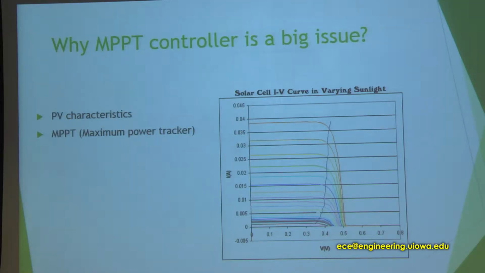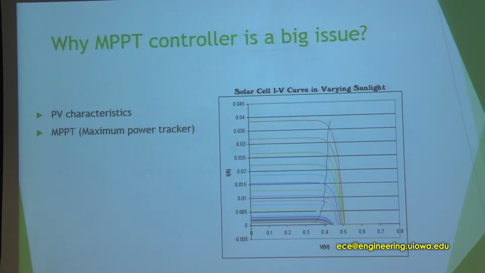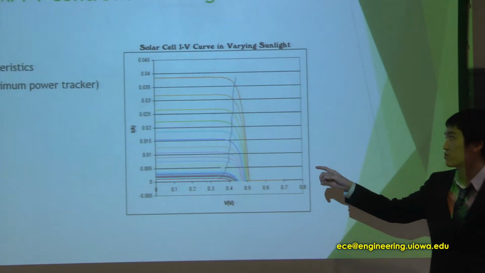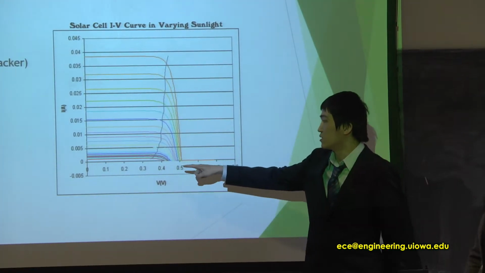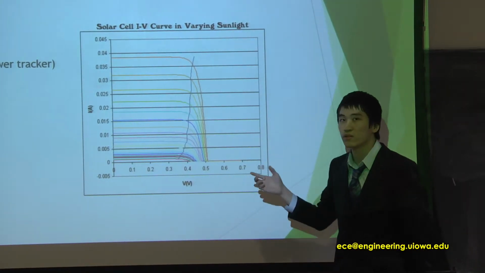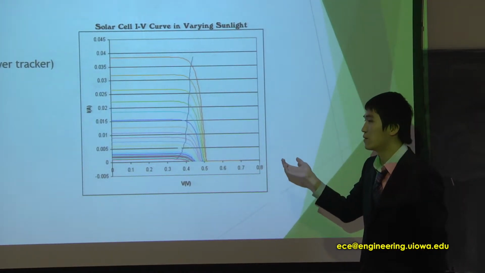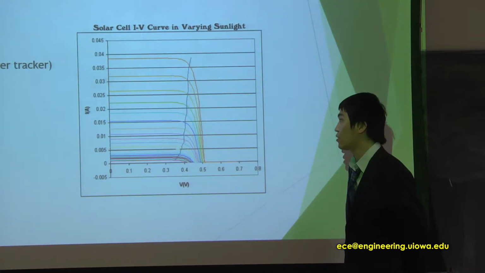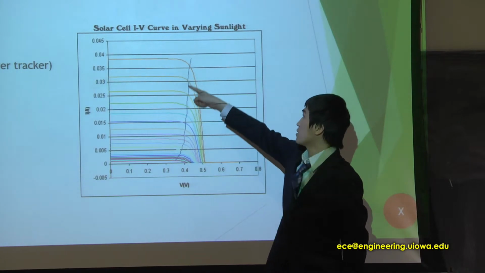So why are we making an MPPT controller for our project? You can see for a solar panel, there are PV characteristics. And you see if the voltage is really high and the current is really high, you won't get very high power. So our MPPT is pulling out the maximum power. And you can see this line.